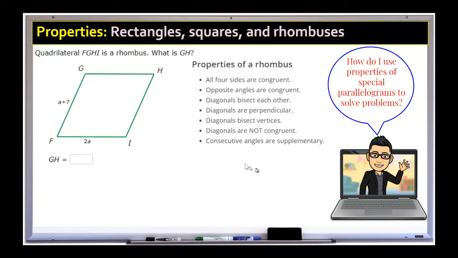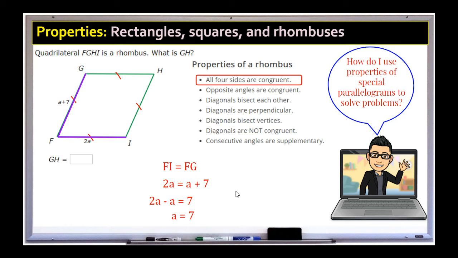Next one, we have a rhombus here, and we're given this side and this side, the two adjacent sides. Well, one of the properties, the definition for a rhombus, is that all four sides are congruent, right? So all of these are equal. This is essentially the same concept as the rectangle problem. We can set FG equal to FI, or GF equal to IF, it doesn't matter how you say it, as long as you set these two expressions equal to each other. And then we can solve the equation real quick. Subtract A, so 2A minus A is A, and then A is equal to 7.